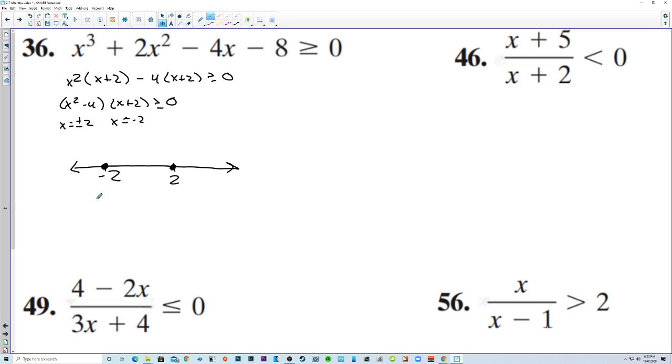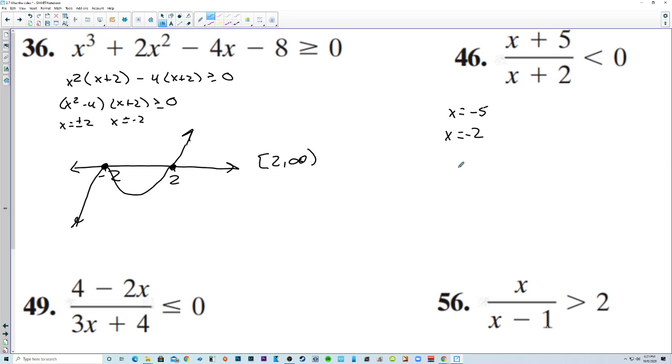And we know what an x to the third looks like, but it's bouncing off of negative 2 and then cutting through 2. And we want greater than or equal to 0, so the only place that's happening on this one is 2 to infinity.